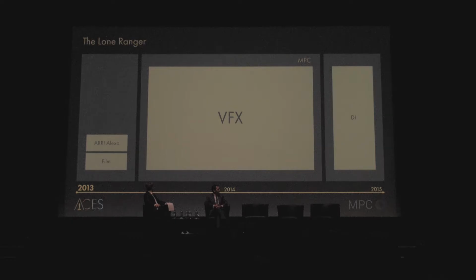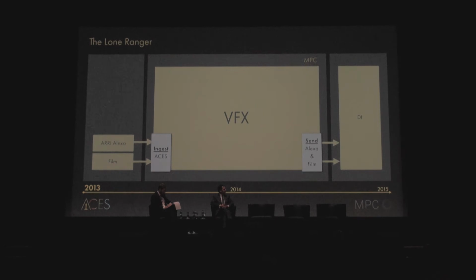So let's look a little bit at the workflow. Commonly the onset data here on the left, like I said, was ARRI Alexa and film footage. It would come to us delivered. At the ingest process, we converted this material into ACES, unified it, and then in this black box, the magic of visual effects, we did our work. Once we were done with that, we sent this work back and inverted the process. So we had a transform at the ingest and at the send process from various materials into ACES.